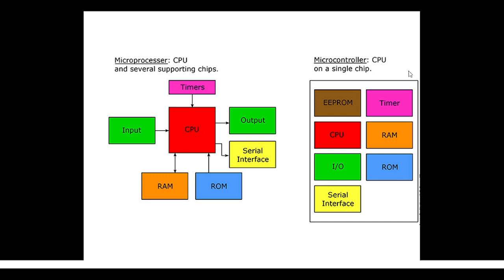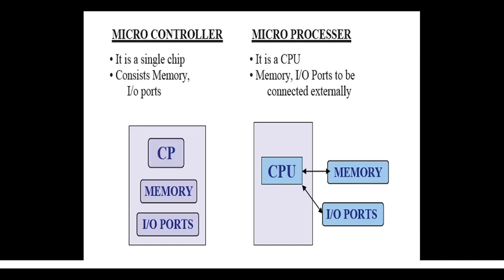But in case of microcontroller, there is one single silicon chip and all the devices like EEPROM, timer, CPU, RAM, ROM, input-output devices and serial interface are integrated in only one single chip. That is the basic difference between the processor and controller.